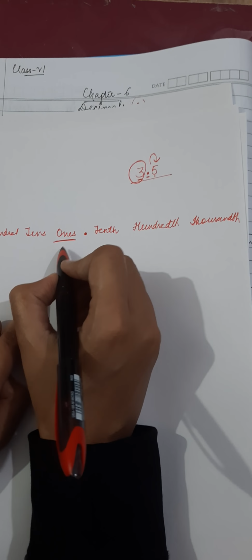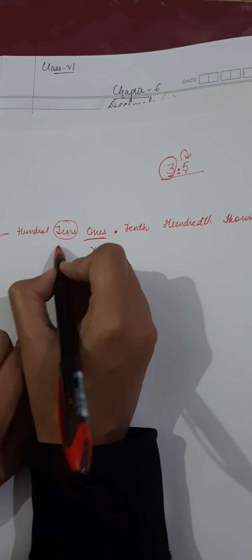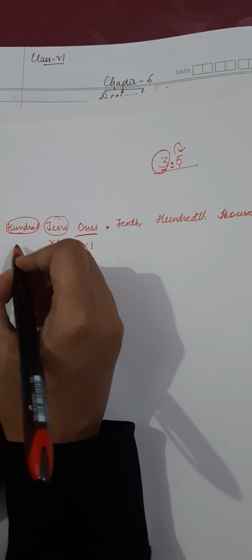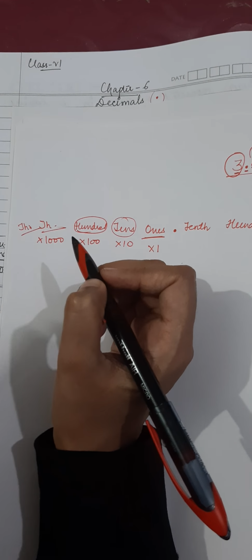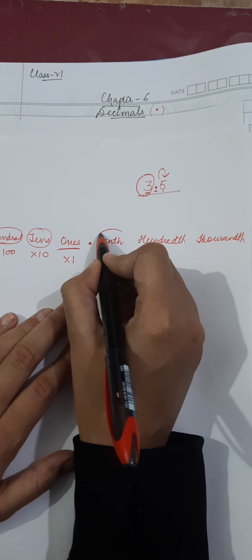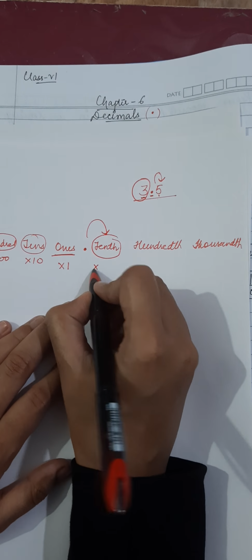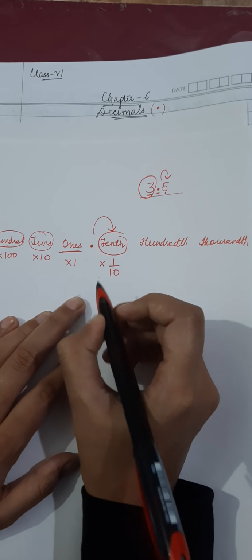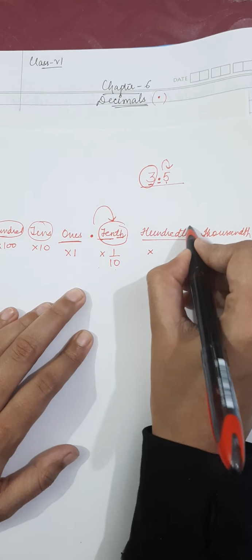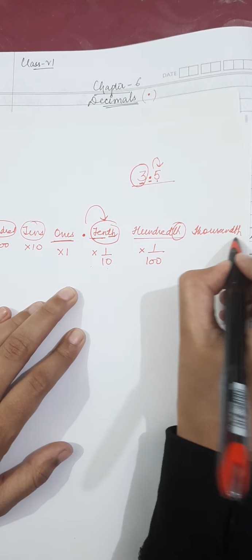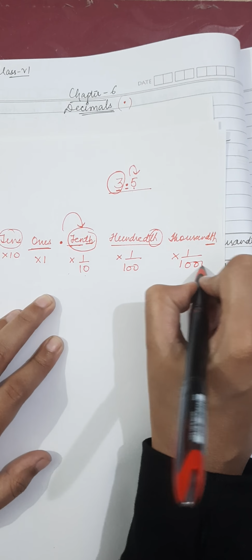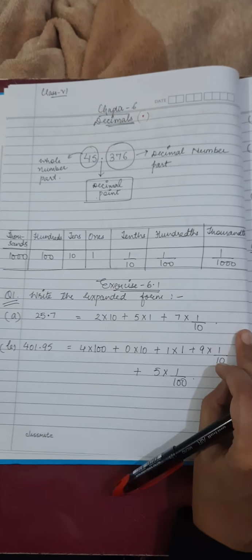Now ones means we multiply with 1. Tens means multiply by 10, 100 means multiply by 100, 1000 means multiply by 1000, then 10,000 means multiply by 10,000, and so on. After the decimal, 10th means multiply by 1 upon 10. 10th means divide, and in divide what do we place? 10, so 1 upon 10. 100th means 1 upon 100. 1000th means 1 upon 1000. So this is the table on the basis of which we will do the questions and the expanded form. Okay, now let's do exercise 6.1.